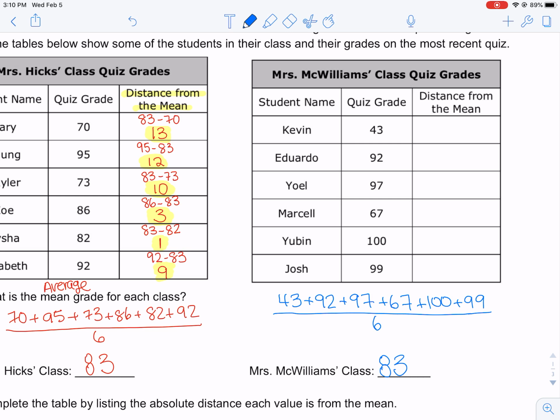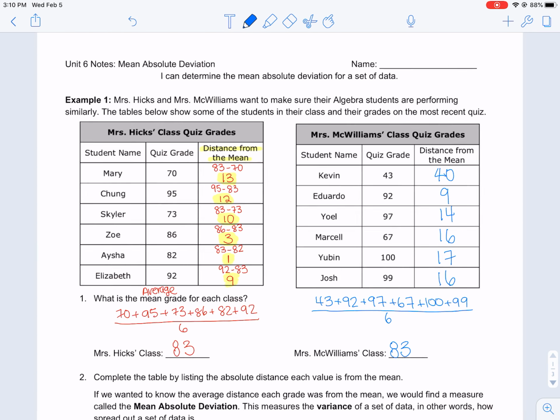So we have the same means, but we have different scores. So again, in order to figure out the distance from the mean, we would have to subtract the bigger number minus the smaller number. For Kevin, it's going to be 83 minus 43. That's 40. 92 minus 83, that's going to give you 9. 97 minus 83, it's 14. 83 minus 67, that's 16. 100 minus 83, that's 17. 99 minus 83, that's 16. So now we have our tables completed with the means.